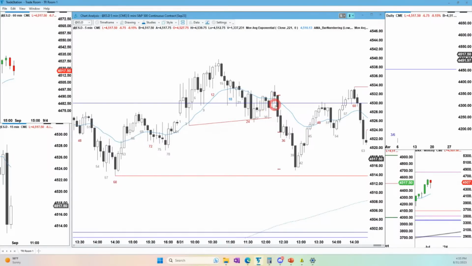We have three legs down. Sell off, pull back, sell off, pull back, third leg. And you can also say one, two, three. And then you can even draw a wedge right here. We rallied up to 37, pulled back, rallied up to 49, pulled back, rallied up to 60.